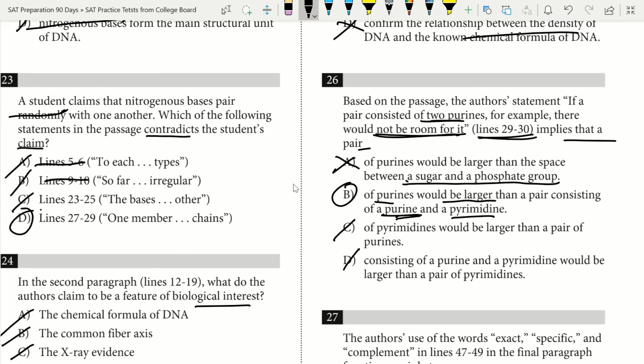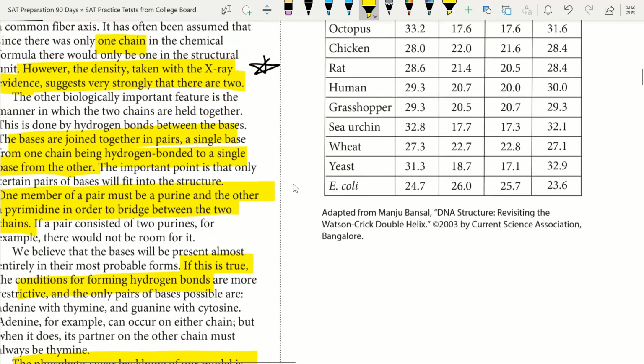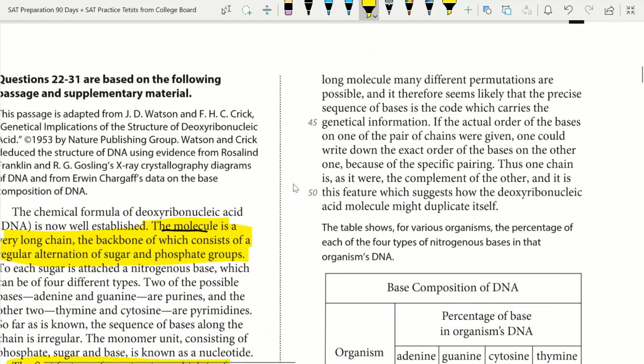All right, question 27. The author's use of the words exact, specific, and complement in lines 47 to 49 in the final paragraph functions mainly to do what? Well, let's revisit those lines, because when we're directed to the lines, we want to do so. So we're looking at the words specific, exact, and one other one that I'll recognize as I read. We've got, the actual order of the bases of one of the pairs of chains were given, one could write down the exact order of the bases on the other one because of the specific pairing. So that's really showing that on one chain we can know the exact order on the other because they pair so specifically. So it's really showing that the two chains are complements of one another.